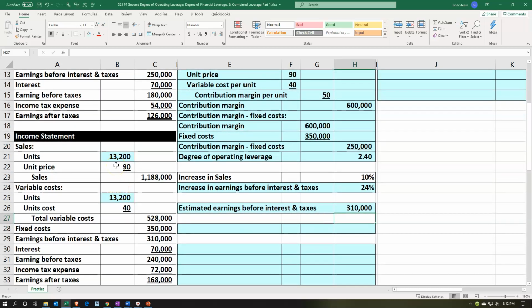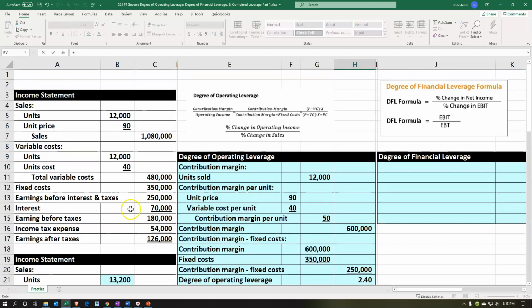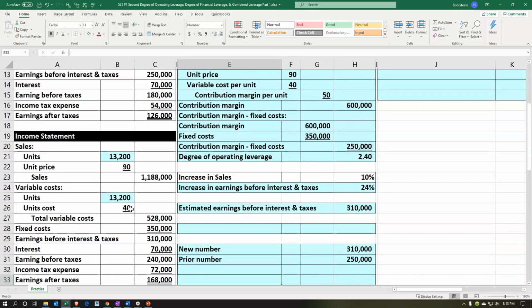Now we've increased the sales by the 10%. Let's see what actually happens here. We've got that 310 increase. Now you can double check that there's a 24% increase. Now going the other way, I could say, well, here's the new number that we've adjusted to, and this is going to be the 310. This is the prior number, which was, I know this wasn't labeled, not the best labeling there, earnings before interest and taxes.